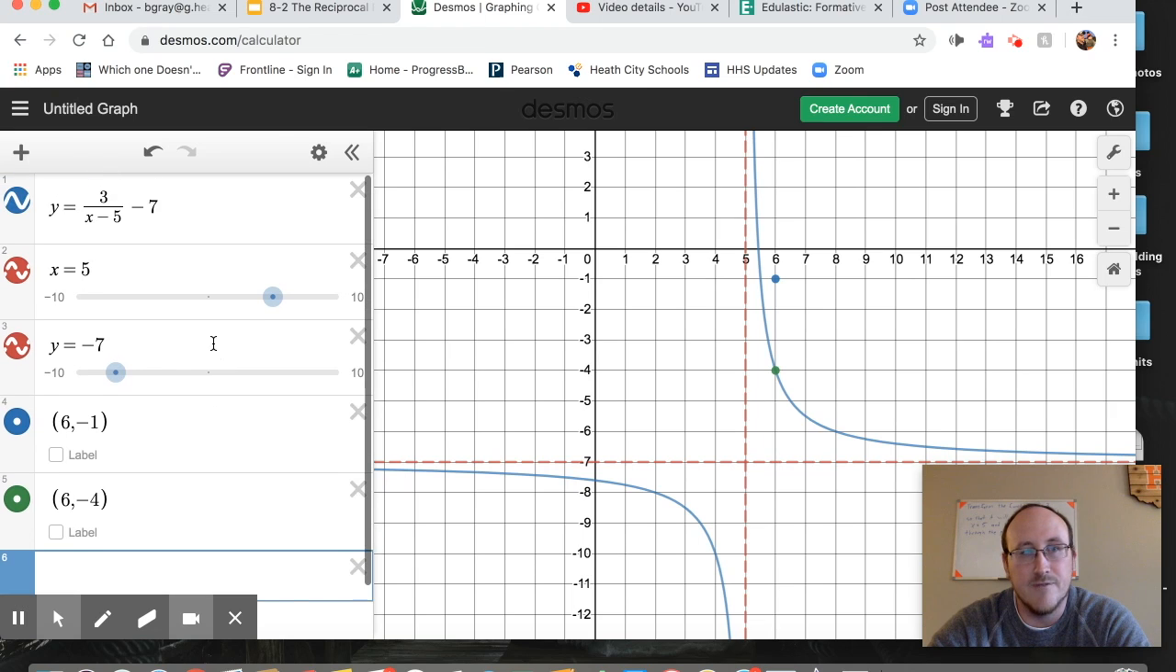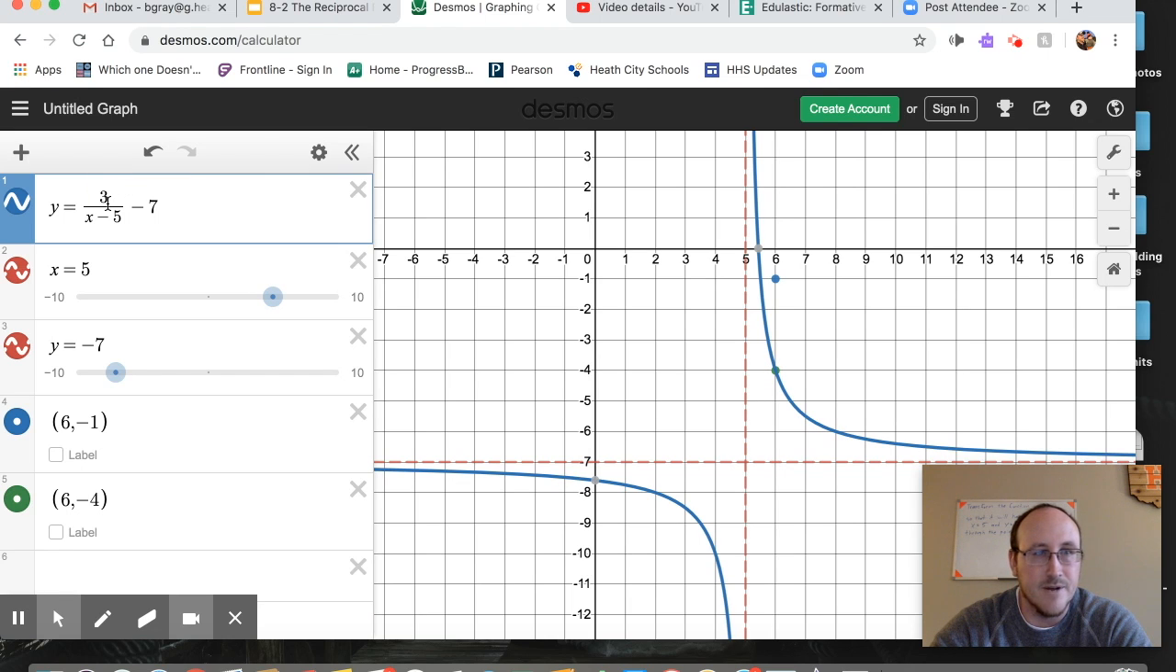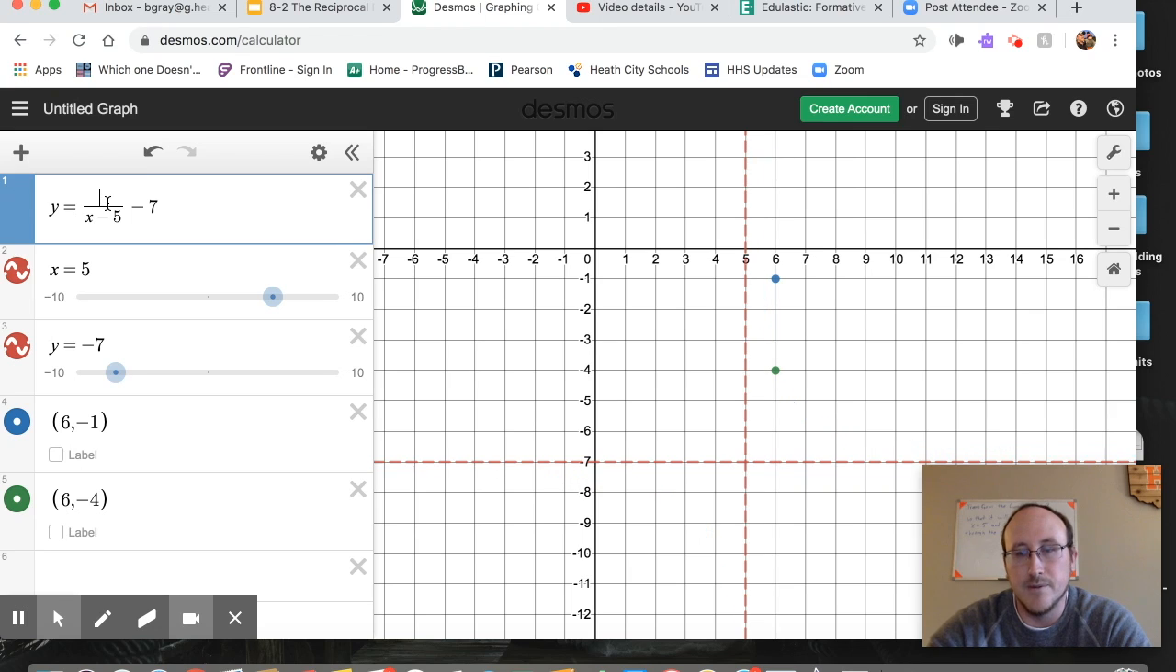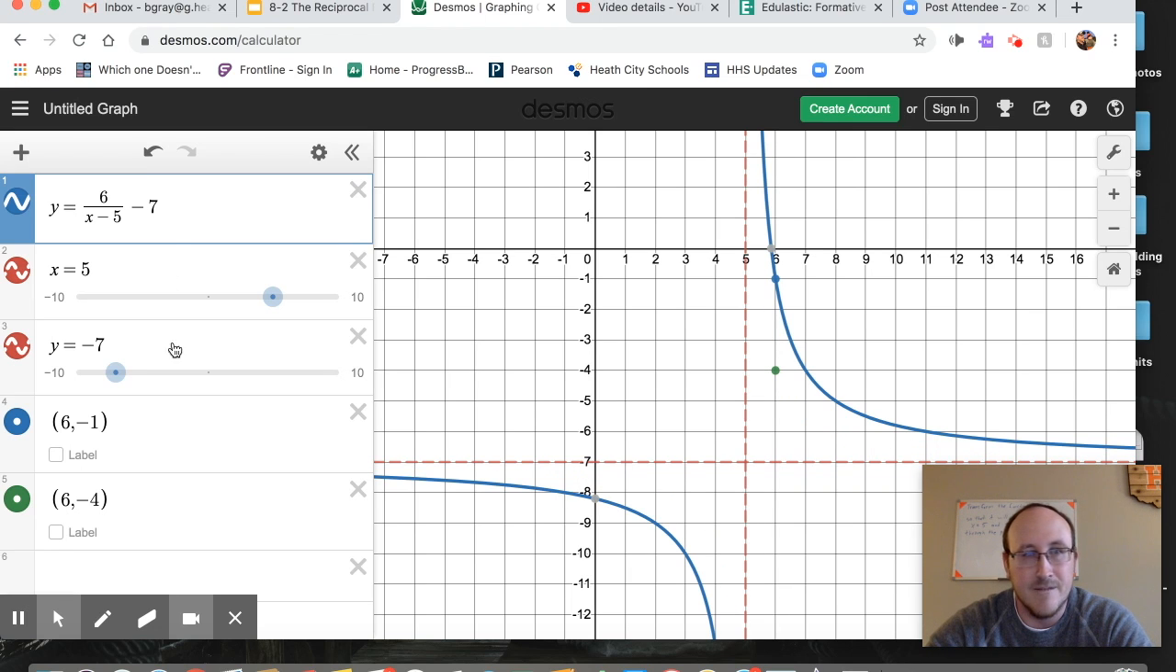But since I've already started off with something different than just the parent function for this family of reciprocal graphs, I started with y equals 3 over x, which already was showing that vertical stretch by a factor of 3 to get to here. Now I need to change that to get it up here to 6. So to get it from a vertical change of 3 to a vertical change of 6, I need to double that vertical change. So instead of having this 3 in my numerator, I need to multiply that by 2 to double that to make it a 6.